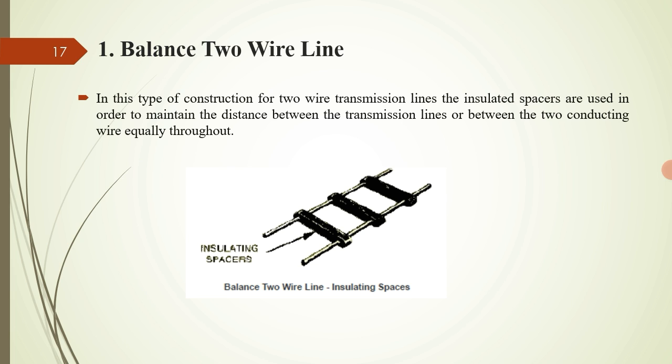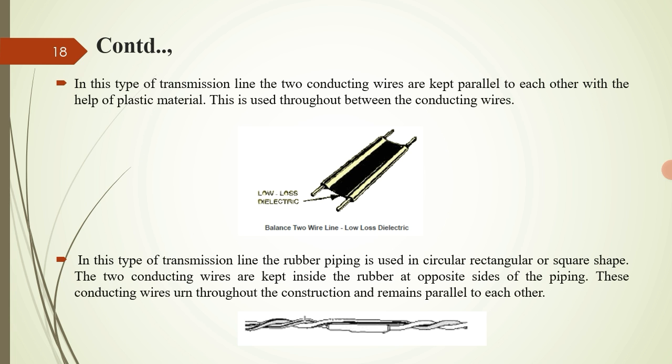Here the balanced two wire line is constructed with the help of insulating spaces, which are used to maintain the distance between the conducting wires throughout the communication process. This is the diagram for the balanced two wire line with insulating spaces. Spaces are given between the two conducting wires equally throughout the distance. And next, the continuation about the balanced wire line.